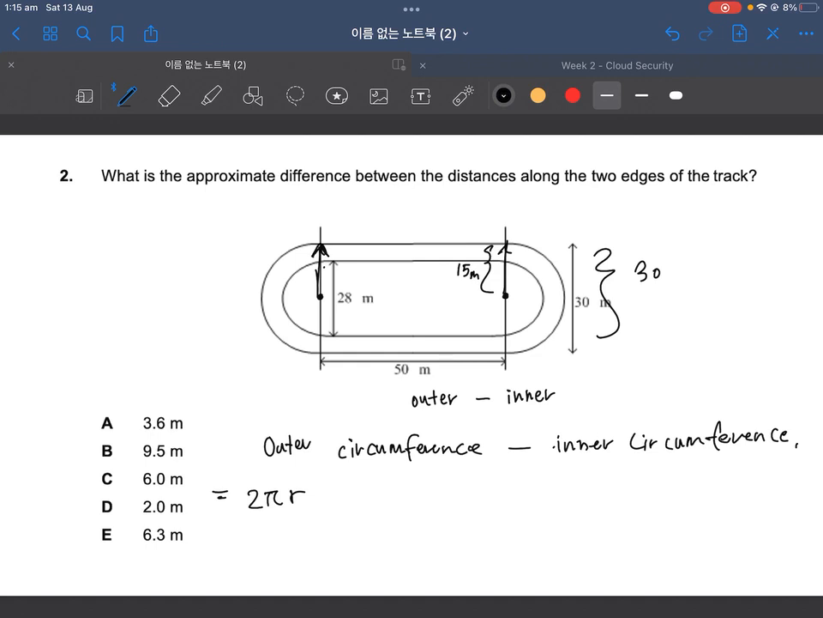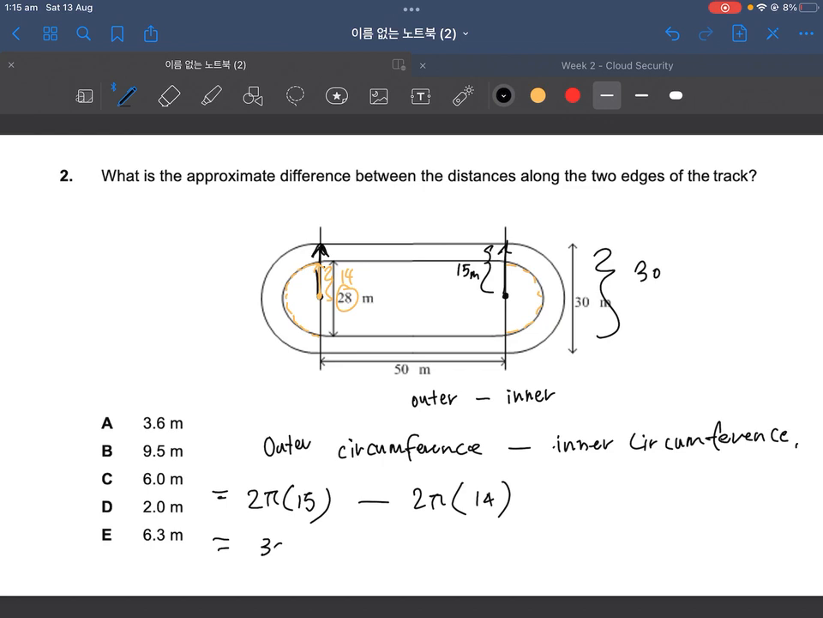So this radius here is going to be 15. So we're going to put bracket 15 in there, minus the inner circumference. Let's have a look at the inner circumference. It's going to be from here to here. Because remember, we're talking about this semicircle and this semicircle here, and counting that as one circle. So half of 28 is going to be 14. So this distance is 14. Your radius is 14 in the inner circumference. So that's 2 pi 14. And that's all we calculate.